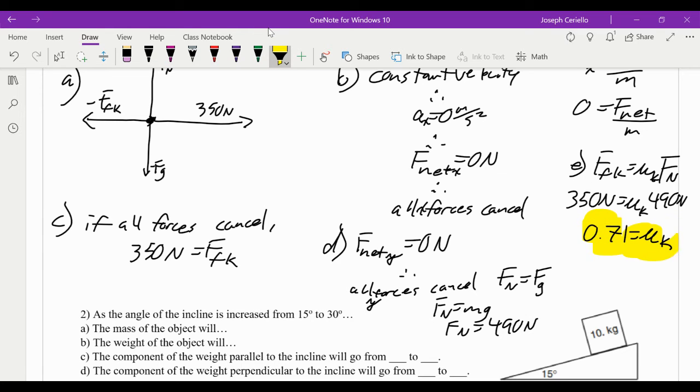So let's just highlight our answers real quick. We have that one for E. There is our answer for D. For B, we kind of explained it there. C, there's our answer.